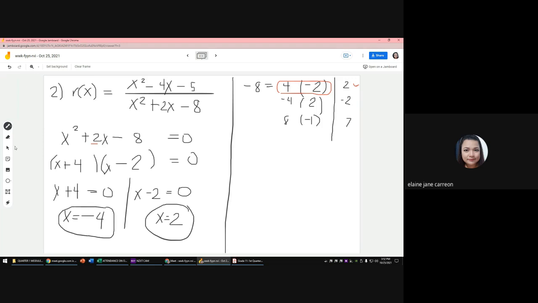Meaning, okay, for our domain here, for our conclusion: for all values of x, element of real numbers, such that x cannot be equal to negative 4 and x cannot also be equal to positive 2. Okay, so that is the domain of number 2.